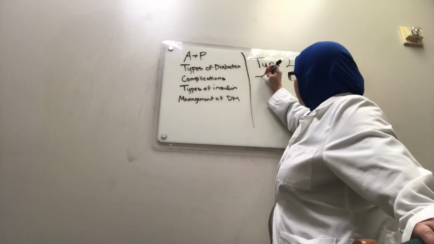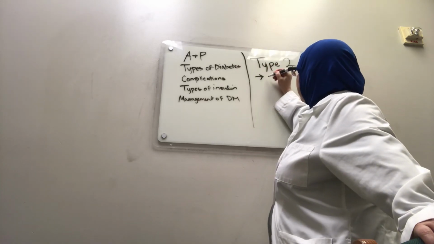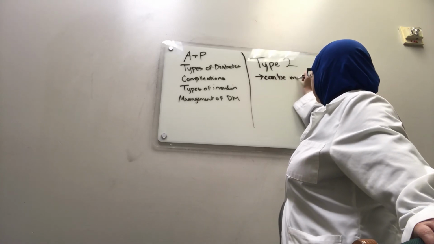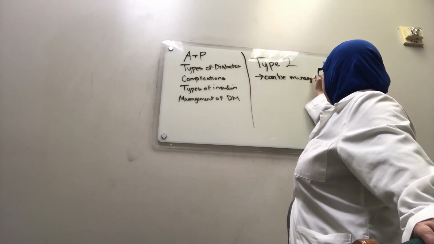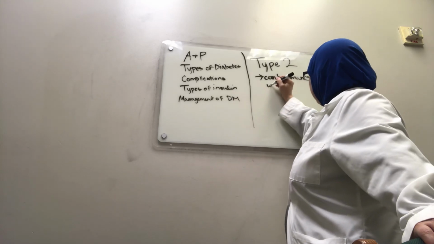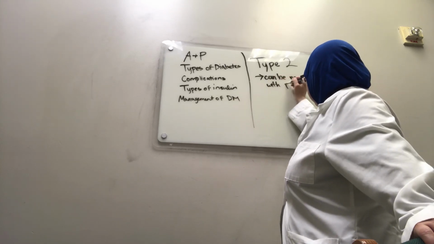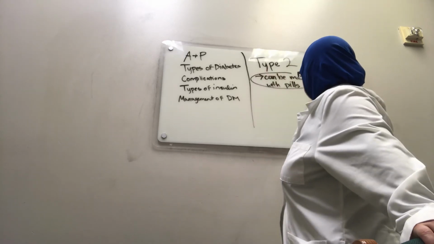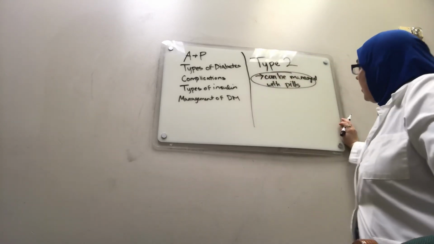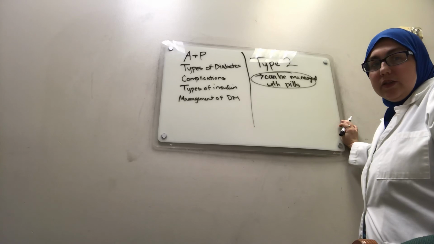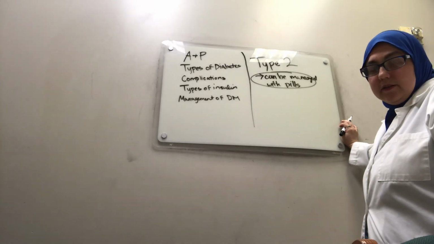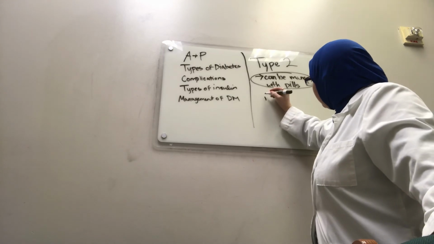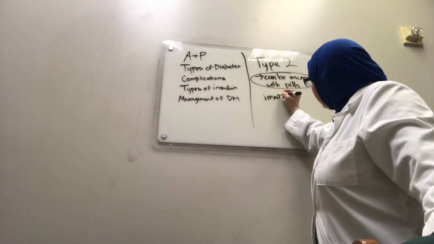But that brings me to type 2. It can be managed with pills, okay? Are there type 2 diabetics who are insulin dependent? Yes, there are. So why do some type 2 diabetics become insulin dependent?